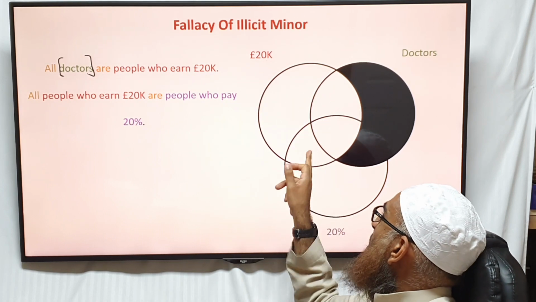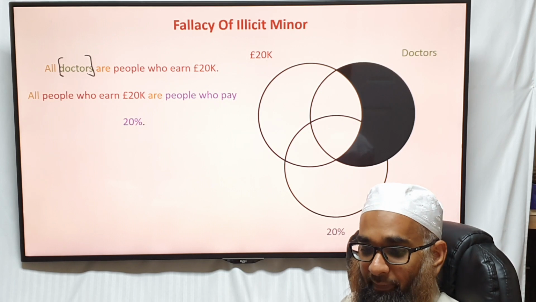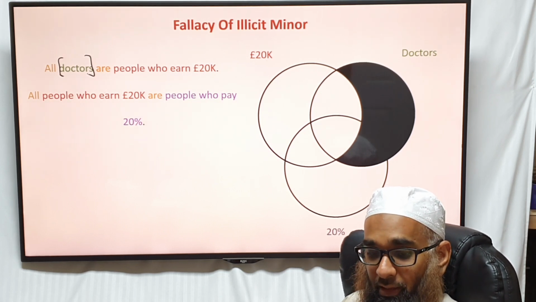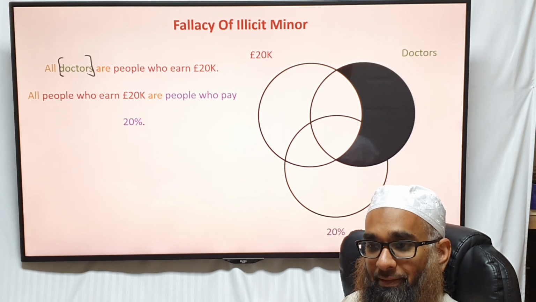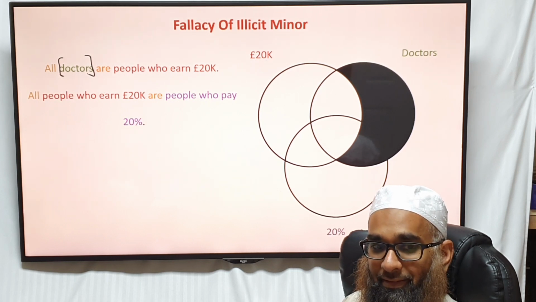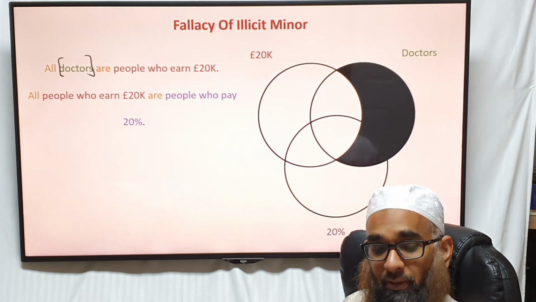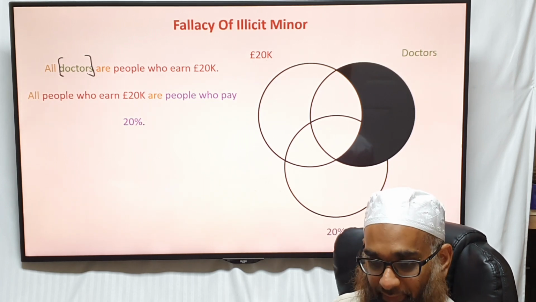1, 2, 3, 4, 5, 6, or 7? Are you sure? All people who earn 20K. No, you shade out number 1, because 20K is distributed. Shade out 1 and 2 as well? Yeah, okay, that will work.